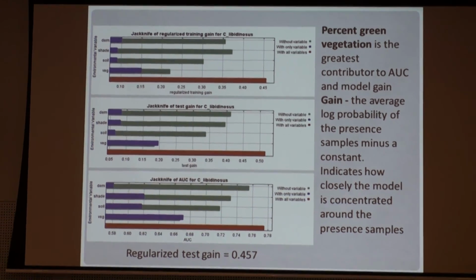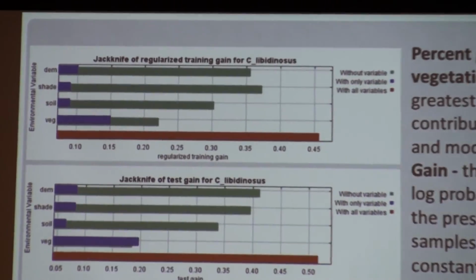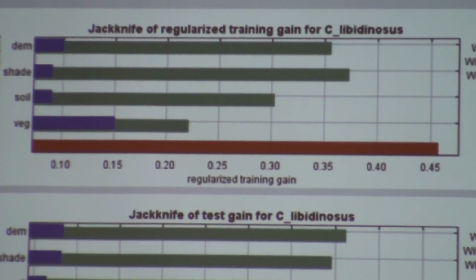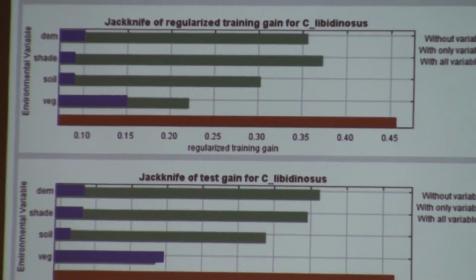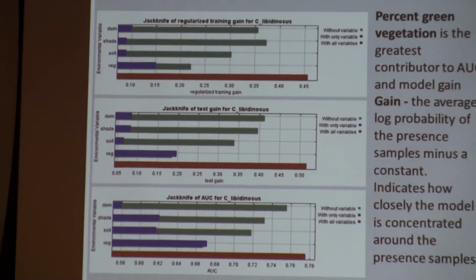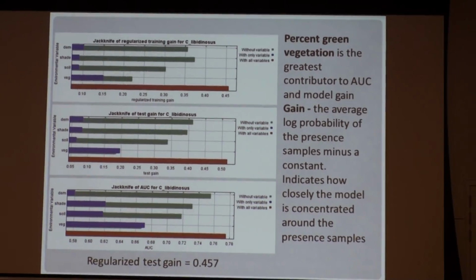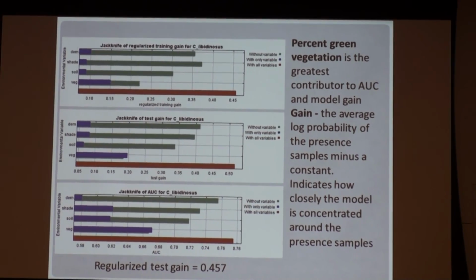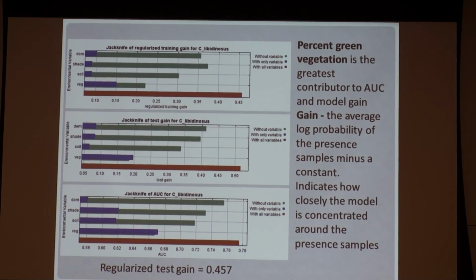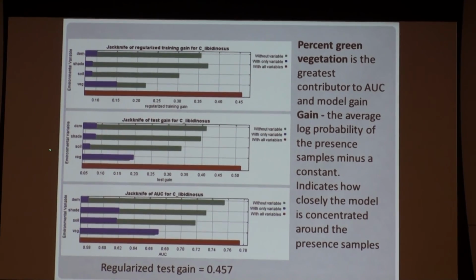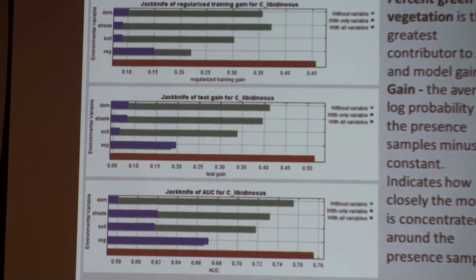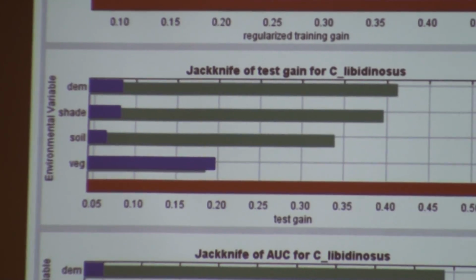These graphs show a jackknife, so the way this works is testing each of the variables either alone or without that variable. In the dark blue you see with only that variable, and then the lighter blue you see without the variable, and then the top is elevation, shade, soil, and vegetation, and then the entire model, as we see here.